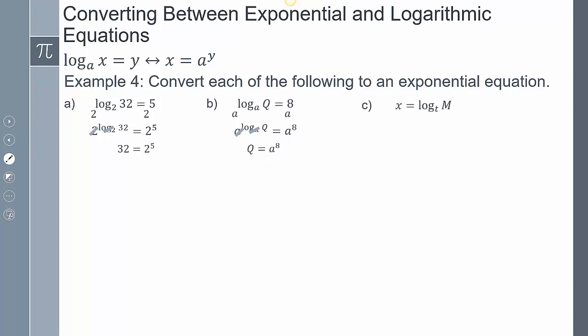And this last one here, x equals log base t of m. So to get rid of that log base t, take base t to both sides, and so you get t to the x equals t to the log base t of m. That t and that log base t are going to cancel out, and so I get t to the x equals m.